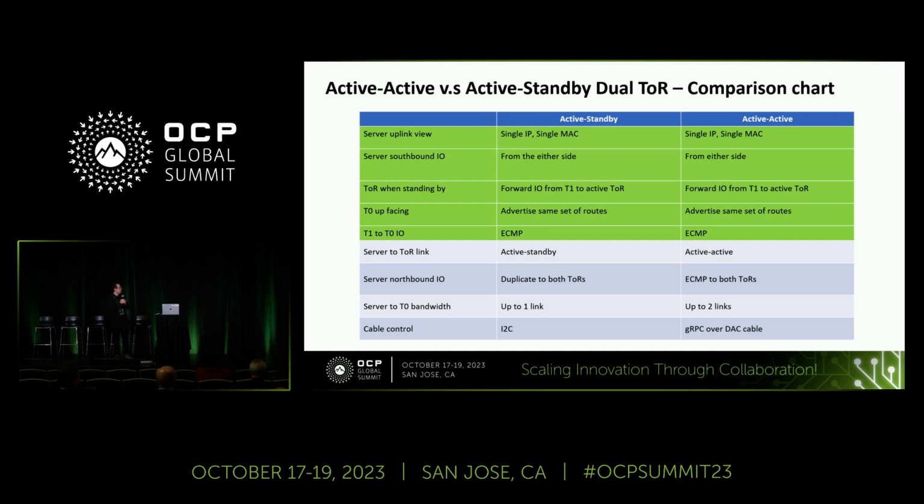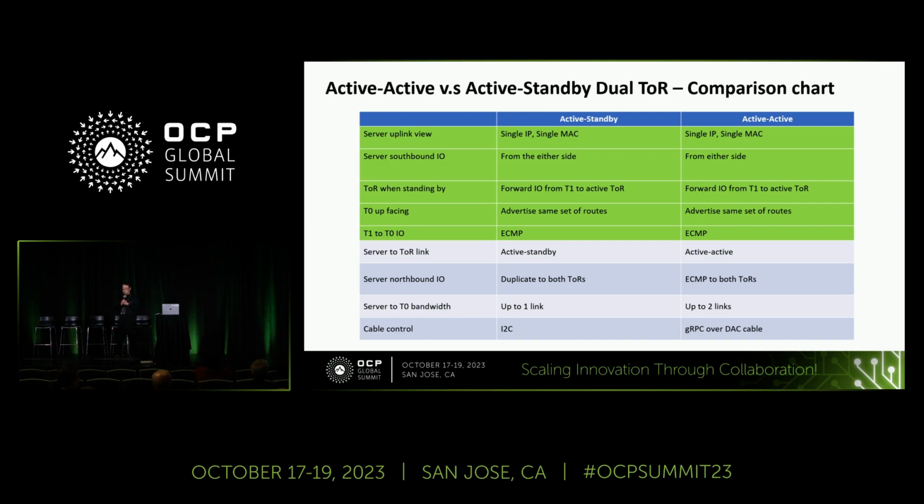When the ToR is in standby mode for whatever reason, we are going to encapsulate the I/O hitting the standby side and send it over to the T1, coming down to the other active ToR and forwarding to the server. So for the T0 upfacing, we are going to advertise the same set of VLAN IPs. From the T1 looking down, it looks like there are two paths to the same set of IPs, the same IP of the hosts, right? So they can do ECMP from T1 to T0.